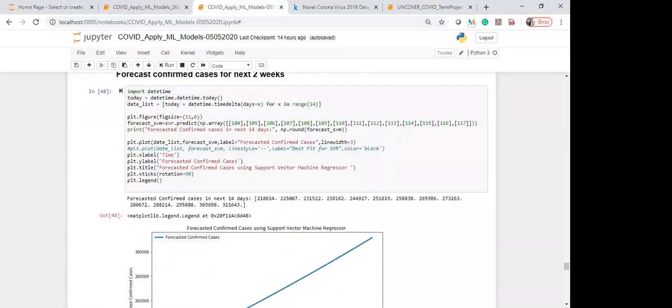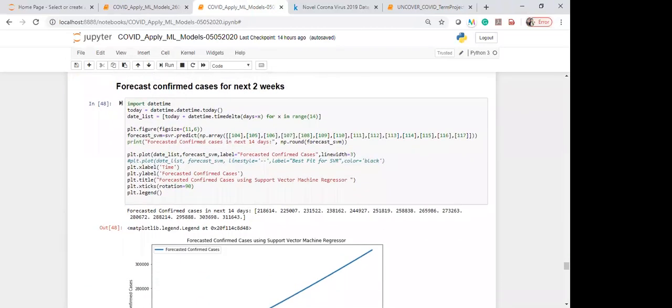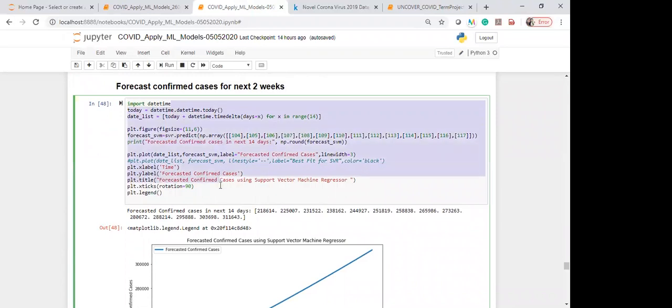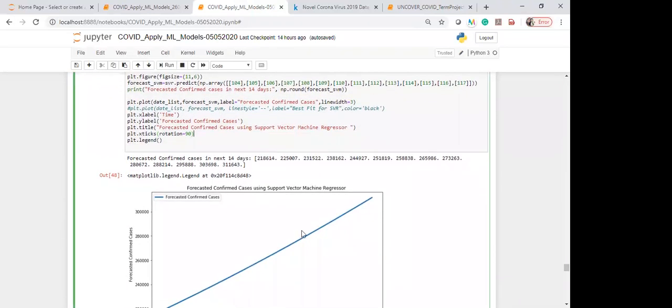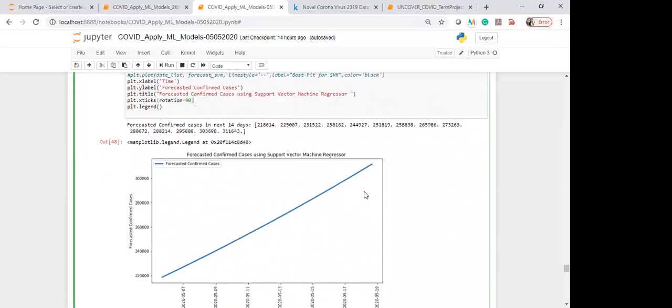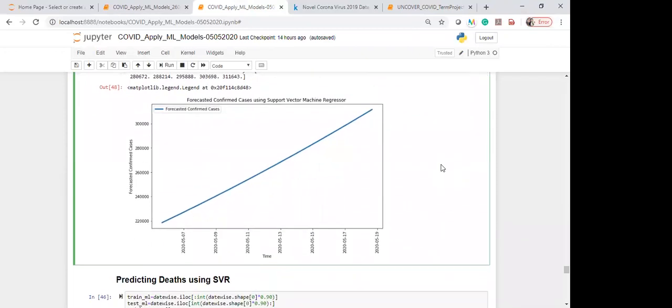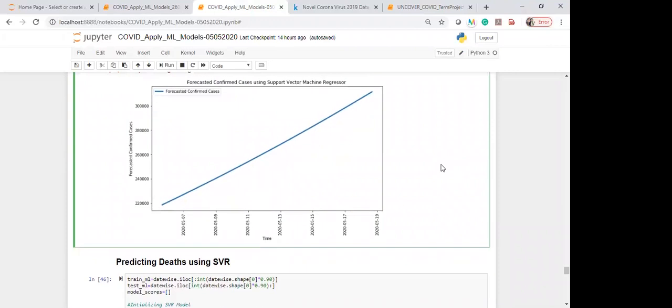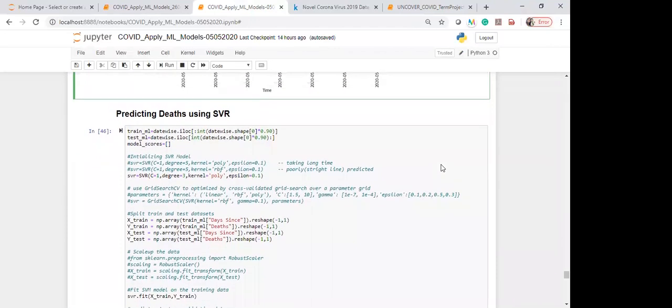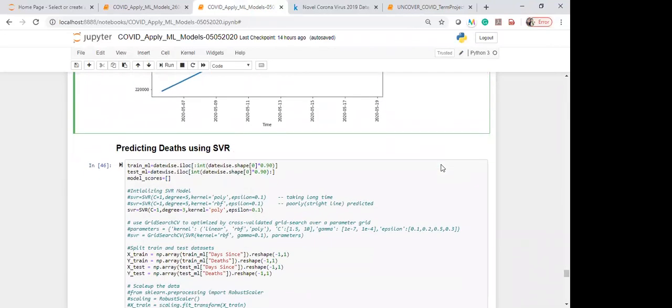Okay, so this is where I forecasted the confirmed cases for the next 14 days, which is still going up. So the prediction shows that we are gonna have 3 lakh more cases in the next 14 days, or 3 lakh, which is not a good thing to know.